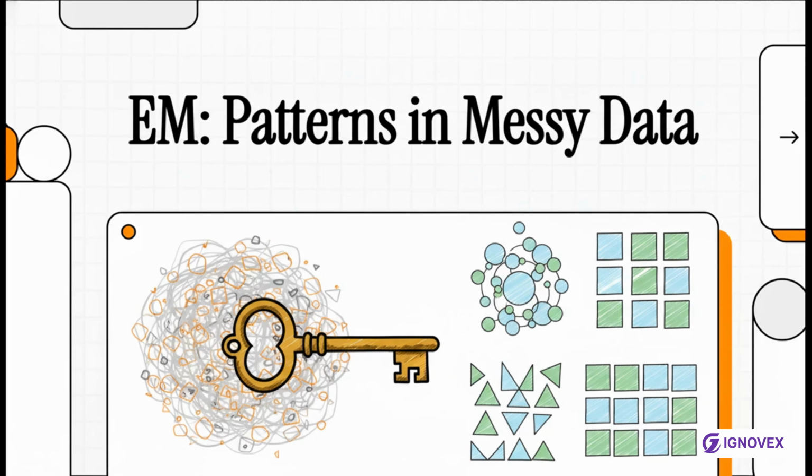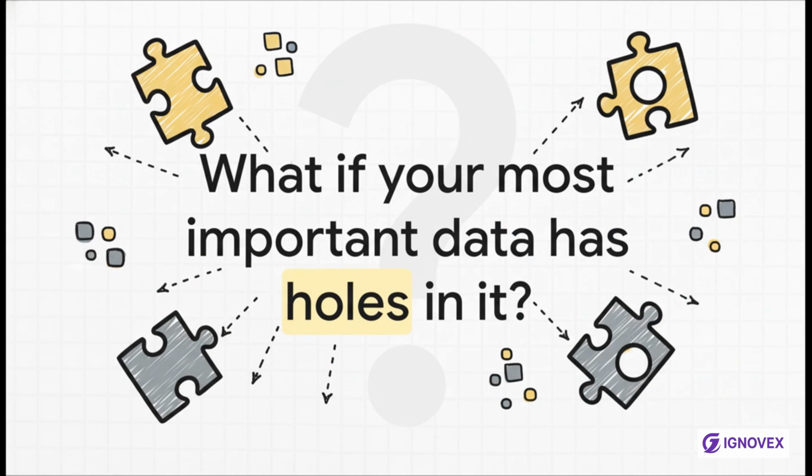All right, let's talk about one of the most clever tools in the entire machine learning toolkit. It's called the Expectation-Maximization algorithm, or EM for short, and it's all about tackling one of the biggest headaches in data science: messy, incomplete, real-world data. I mean, just think about it for a second. What happens when the data you need most, the stuff that holds the key to your whole analysis, has big, gaping holes in it? What do you do when the most important pieces of the puzzle are just gone?